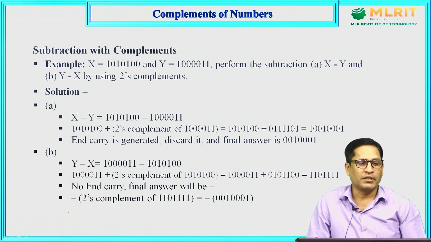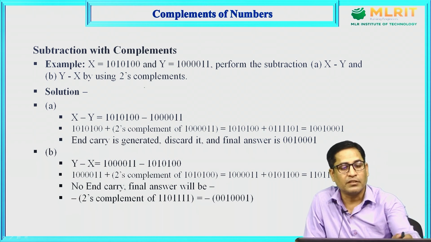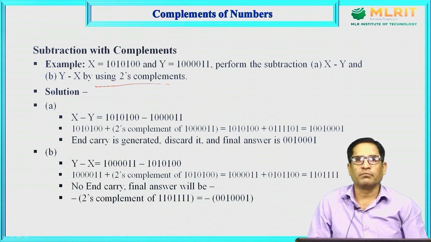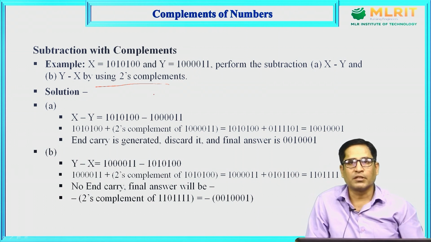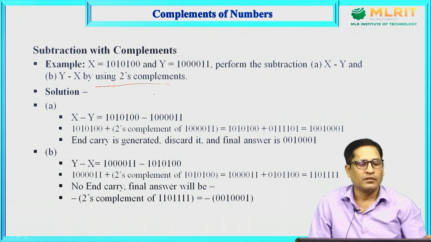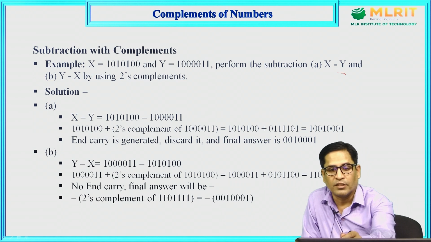Here we will see two numbers, and we have to perform subtraction using R's complement in the binary number system. Please note that R's complement in the binary number system will obviously be 2's complement. So there are two numbers, and again, these are binary numbers, so digits are limited to 0 or 1. First we are going to perform x minus y, and then y minus x.